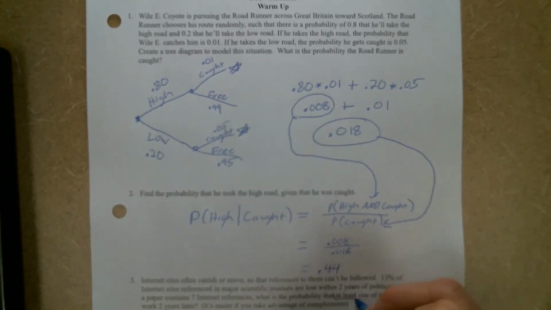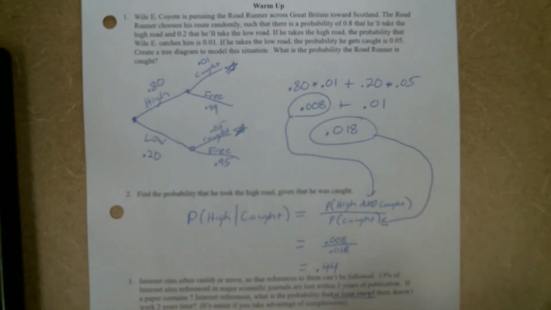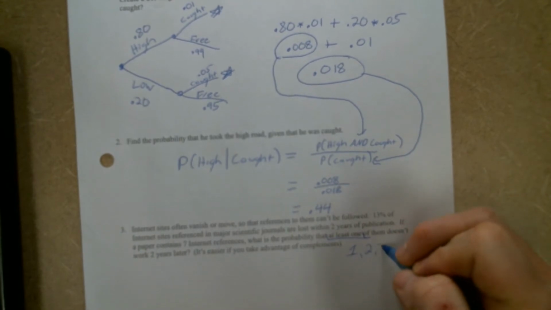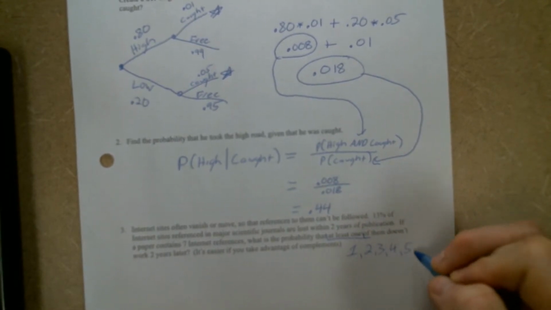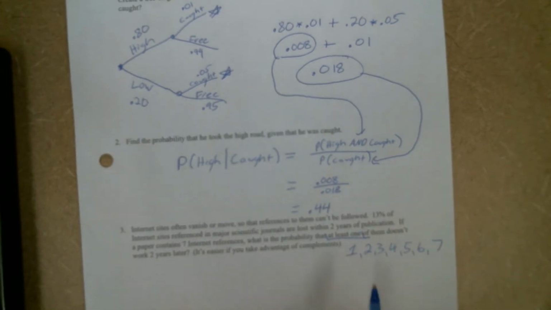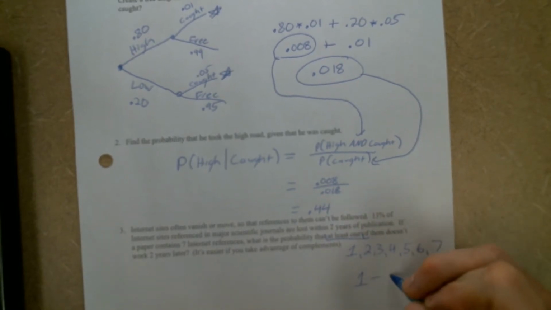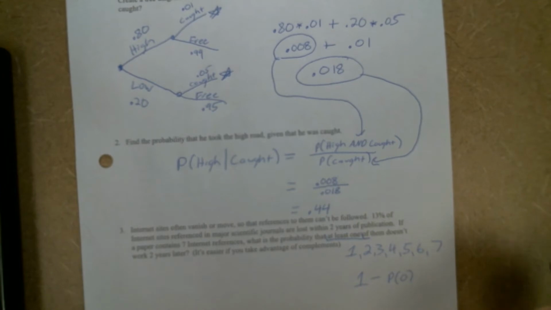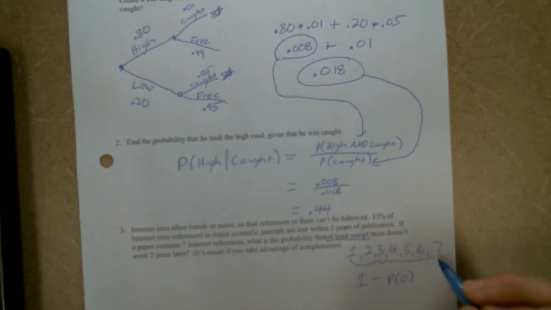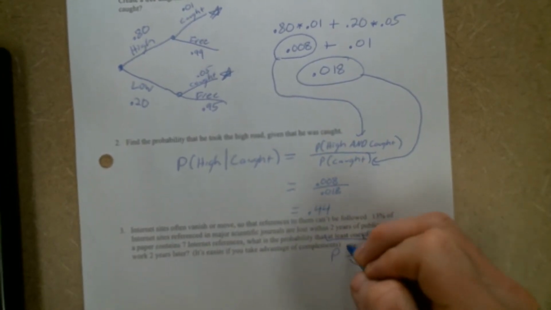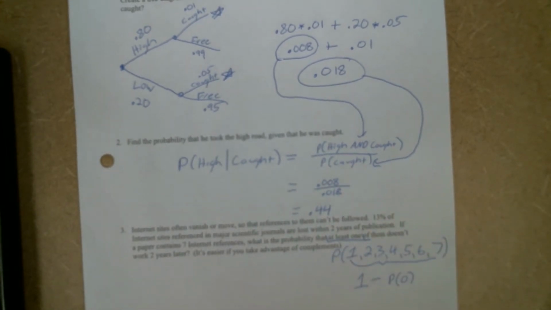And that's because of this phrase, at least one, because one could mean that 1 doesn't work, or it could mean that 2 don't work, or 3 don't work, or 4, or 5, or 6, or 7 don't work. And we don't want to have to calculate all of those separately. Instead, we can say, what's 1 minus the probability that 0 don't work? That's equivalent to the probability of 1, 2, 3, 4, 5, 6, or 7.